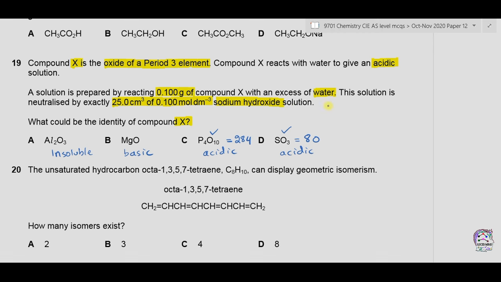For sodium hydroxide solution, we can find the number of moles by multiplying concentration with volume in decimeter cube. So it is 0.1 into 25 divided by 1000. So the number of moles of sodium hydroxide is equal to 0.0025 moles.